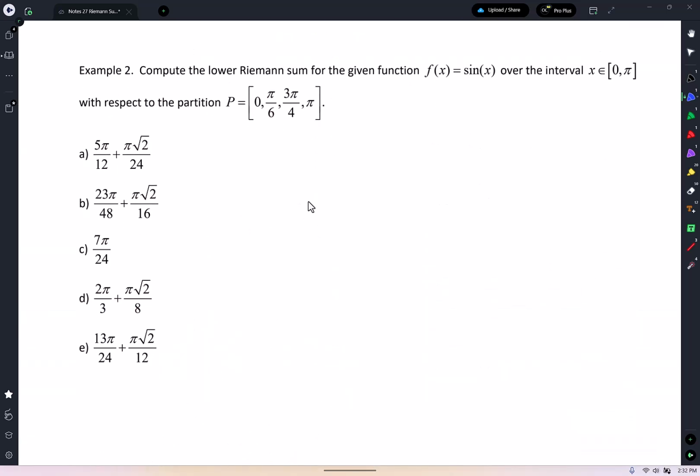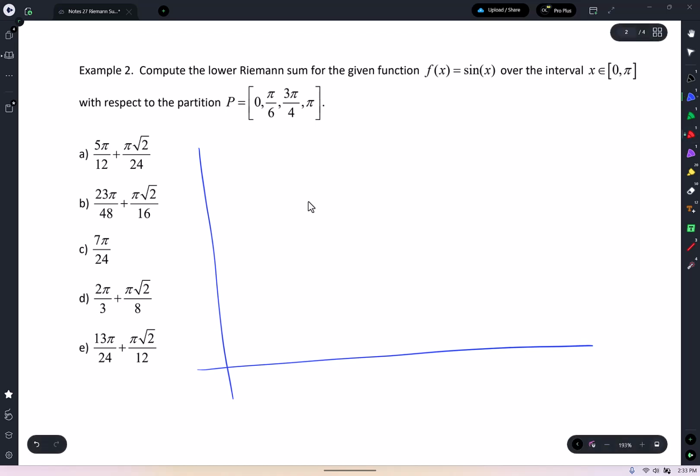It says compute the lower Riemann sum for the given function. I have f of x equals sine x over the interval 0 to pi with respect to the partition, and they tell us how they partition it. So I'm going to exaggerate sine x. So it's baby pre-cal. It's not extreme. So here's sine x. Let's see.